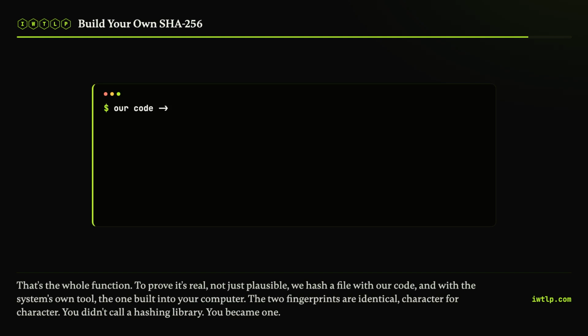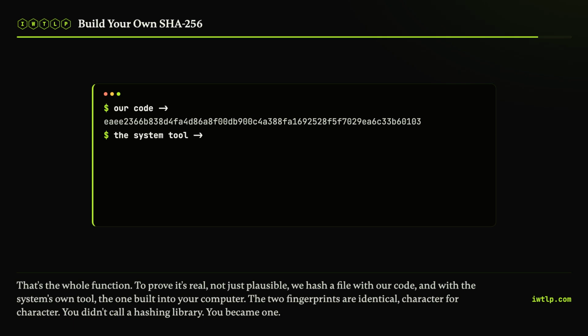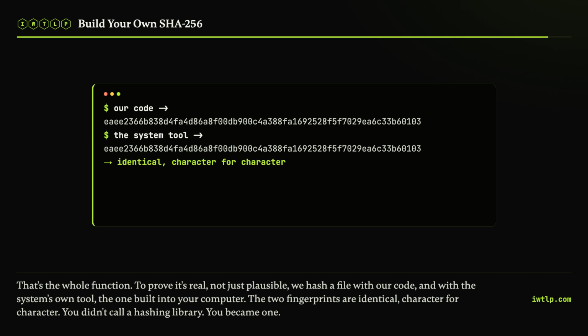That's the whole function. To prove it's real, not just plausible, we hash a file with our code and with the system's own tool, the one built into your computer. The two fingerprints are identical, character for character. You didn't call a hashing library. You became one.